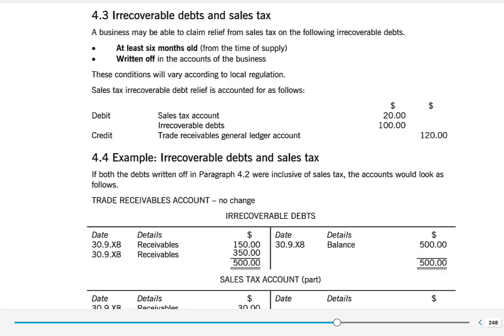Mini check. Why is trade receivables credited with the full amount? Because the customer owed the full invoice total, including the tax.